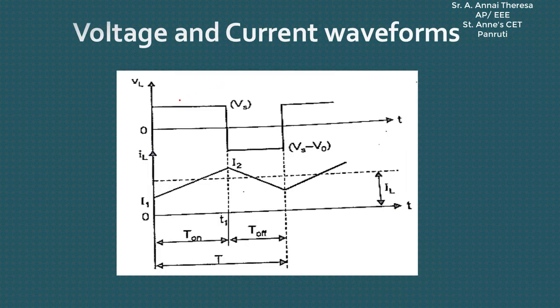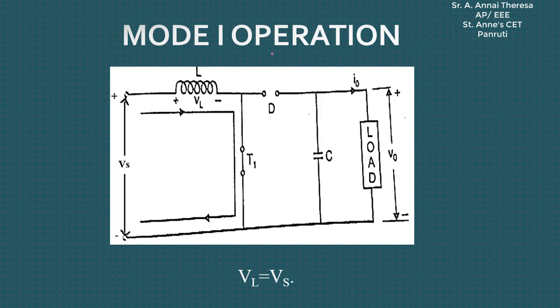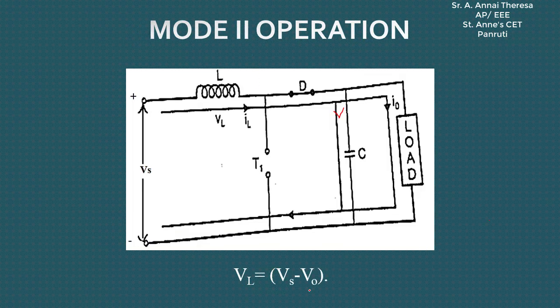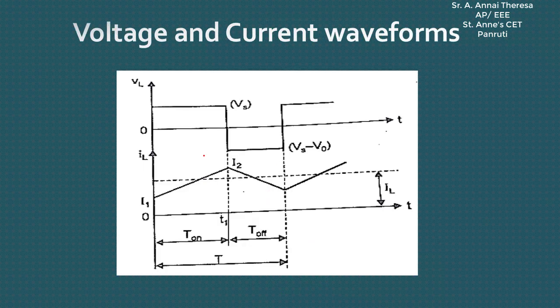So this is the voltage and current waveform. When the switch is on, the voltage across the inductor is Vs. That is the first mode. Then when the switch is off, the voltage across the inductor is Vs minus V0. So we have seen in mode 1, VL is equal to Vs, and in mode 2, VL is equal to Vs minus V0. During the switch turn on condition, this is what is given here. When the switch is on, the voltage across the inductor is Vs. When the switch is off, the voltage across the inductor is Vs minus V0.